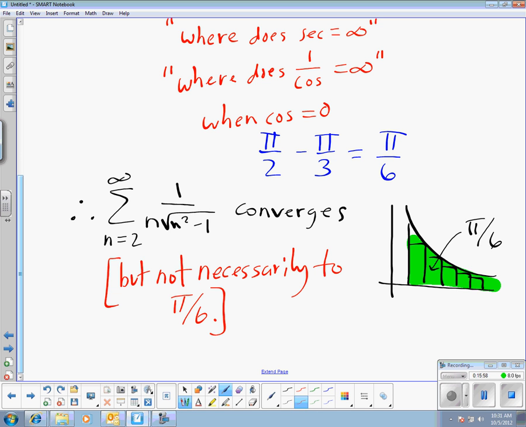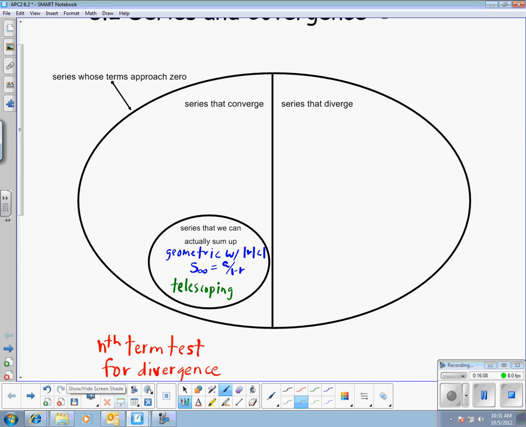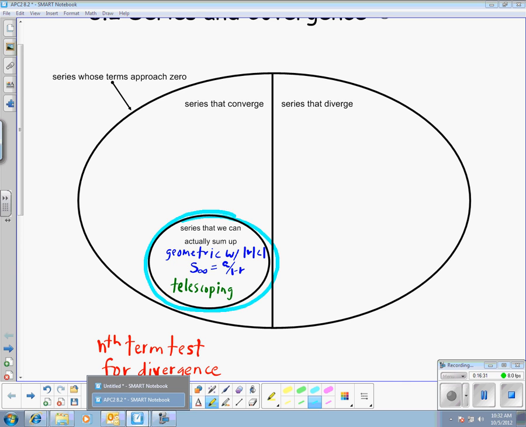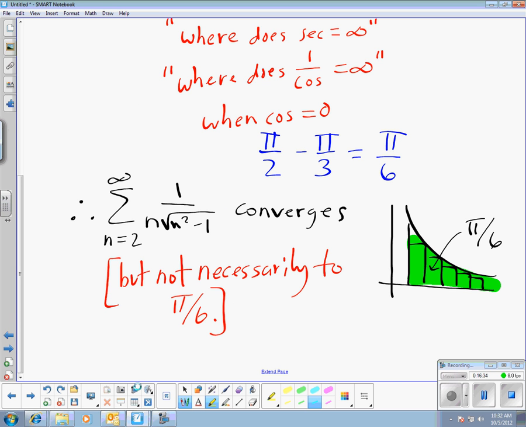So our series converges because the integral went to pi over 6, but my series doesn't necessarily add up to pi over 6. If you remember, the ones that we can actually add up are down here. Geometric and telescoping. Integral test is not part of that. All right, so we have figured out how to sort out one side or the other. If the terms go to 0 and the integral converges, the series converges. If the integral diverges, the series diverges. All right, so we will call that part 1.